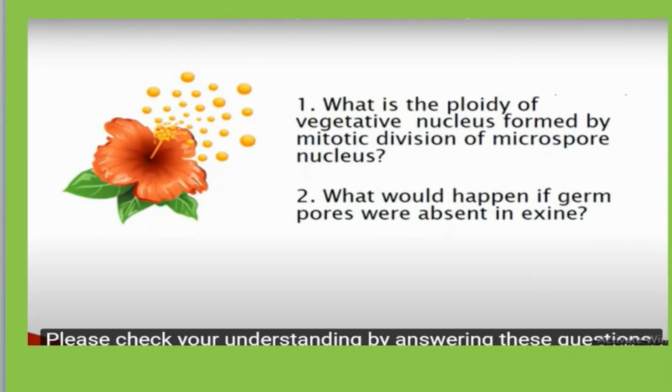Here's a question for you. What is the ploidy of the vegetative nucleus formed by mitotic division of the microspore nucleus? And the second question is, what would happen if germ pores were absent in exine? Please check your understanding by answering these questions. If you are able to give the answers, it means you are getting the chapter.